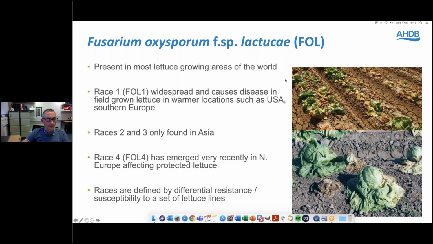So how do we identify these races? Well, the traditional way is by doing plant tests on differential cultivars, as they're known. That allows you to identify races which basically infect different cultivars.